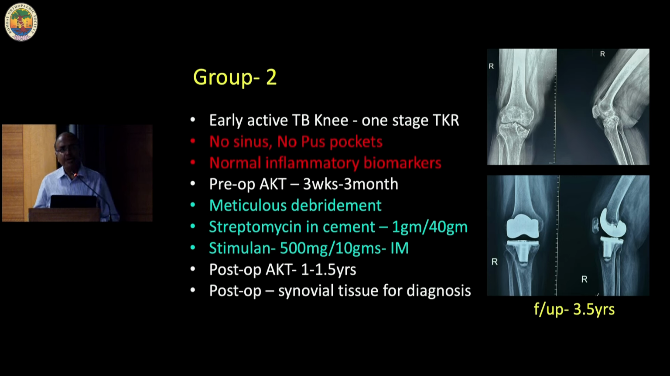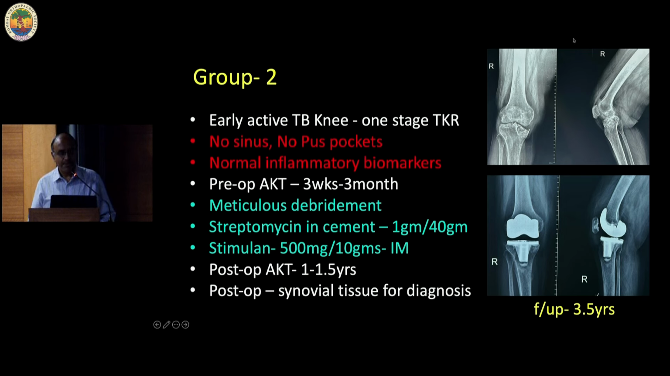Again, you require a very meticulous debridement, taking out all the granulations and the synovium, etc. Again, as I told you, add streptomycin 1 gram per 40 gram packet of the cement, and vancomycin 500 milligram per 10 grams. Post-operatively, you put this patient on treatment for about 1.5 years, and of course you send the synovial tissue for diagnosis, as well as GeneXpert and culture sensitivity tests.